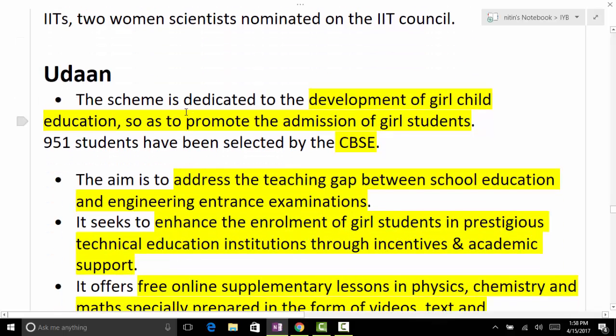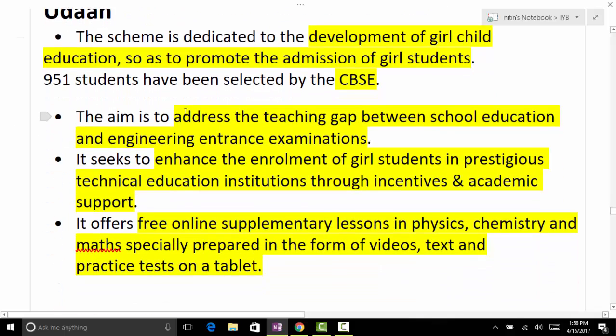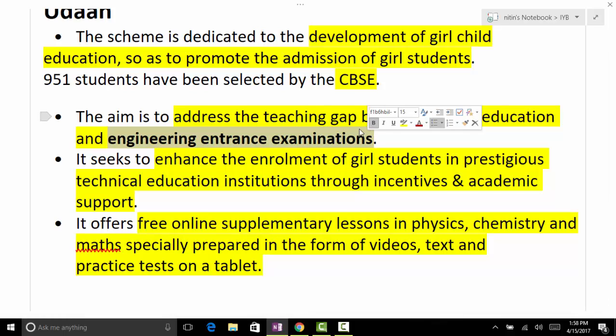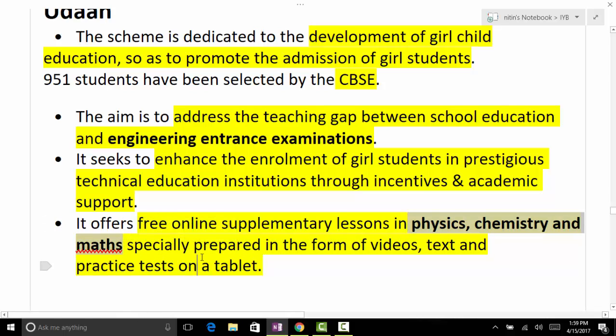Leave it. Come to Udan. This is Udan for girl students, to enable them to compete for the engineering entrance exams. I specifically mentioned engineering entrance exams. Scheme by CBSE, helping them to enhance their learning in physics, chemistry, and maths. So free online supplementary lessons, to bridge the gap between school education and engineering entrance examination.